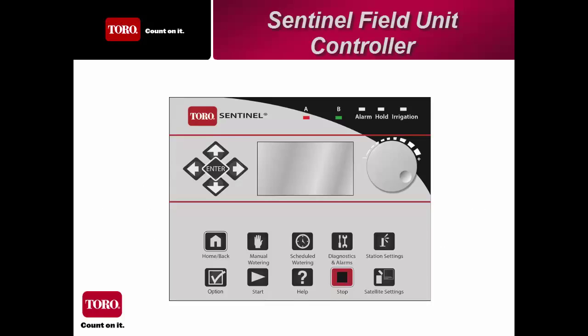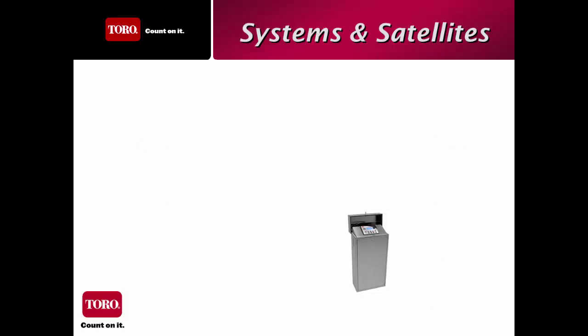Let's begin by understanding the difference between a system and a satellite. Satellites represent individual Sentinel controllers. They are identified by a unique 3-digit code. This code must be entered first in the field unit controller from the faceplate. Once this is done, satellites are added to the Sentinel software.